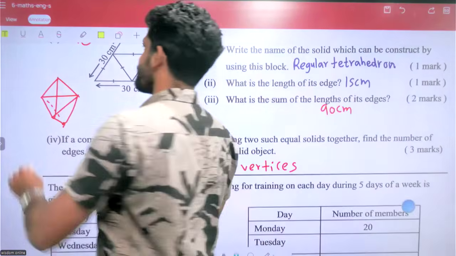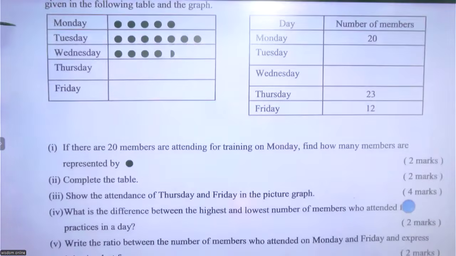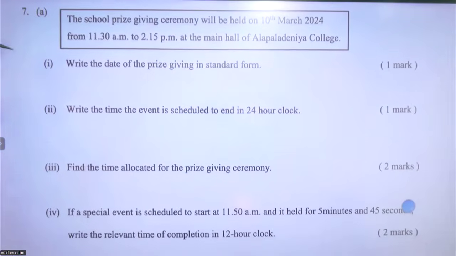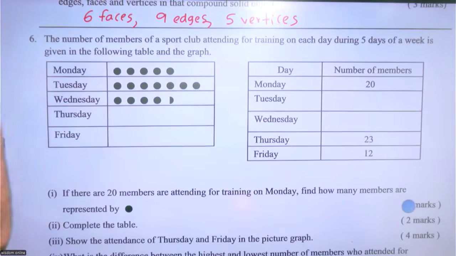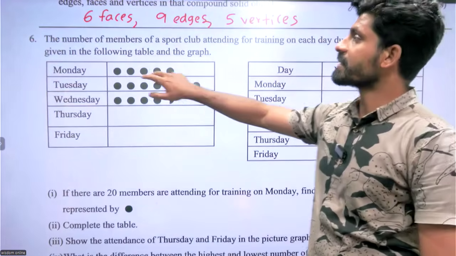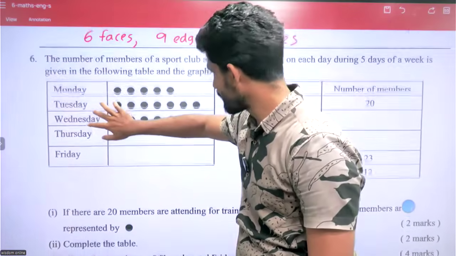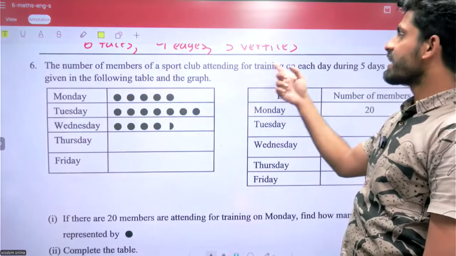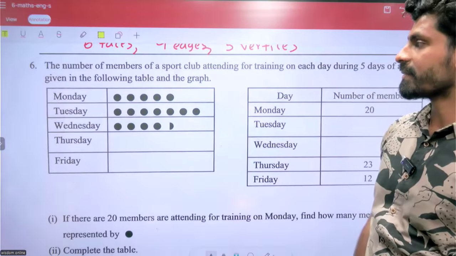Five vertices. Now let's quickly move to question number 6. That one is very easy. Question number 6 and another 2 questions are there, right? Let's quickly move to question number 6. The number of members of a sport club attending a training on each day during 5 days of a week is given in the following table.